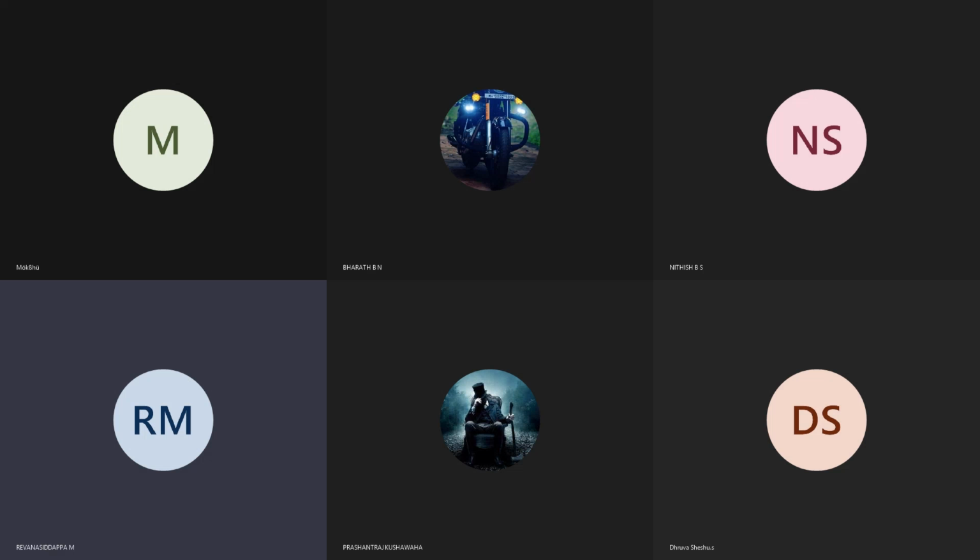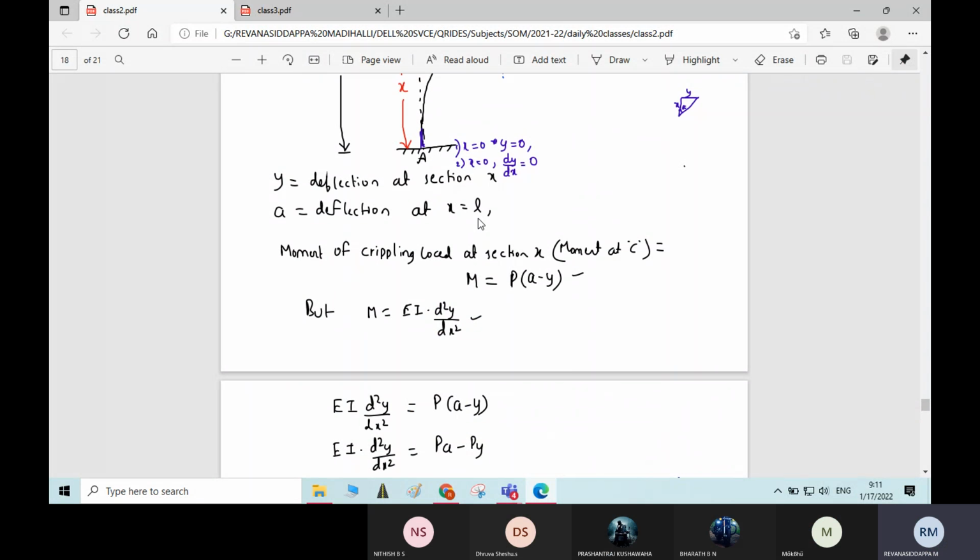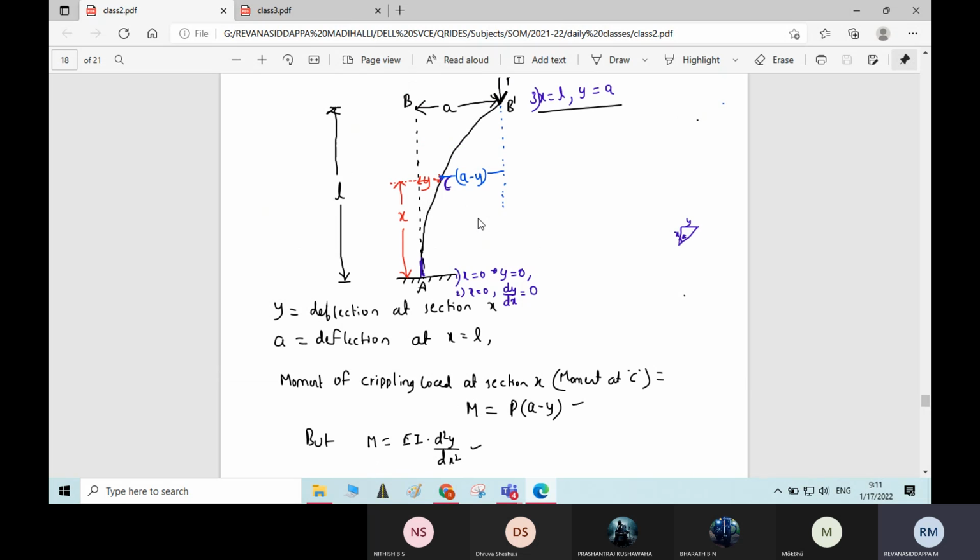Okay. So we have derived two equations for two conditions. First condition is what? Both the ends are hinged. Second condition is one end is fixed and another end is free. For that condition we have derived the equation for buckling load or the crippling load.